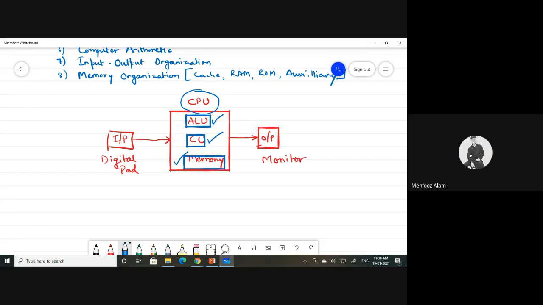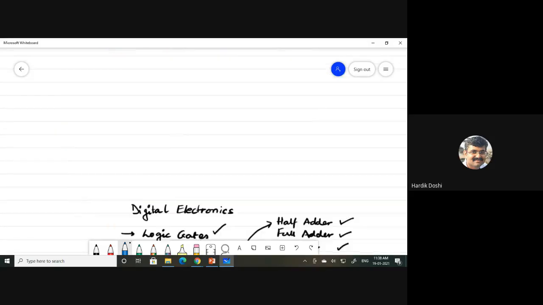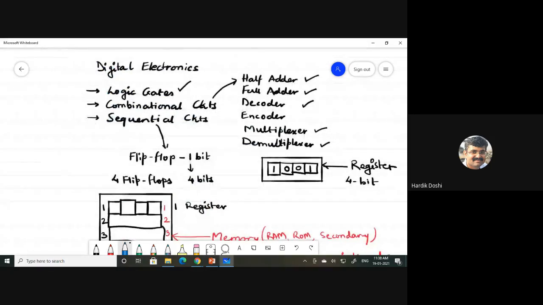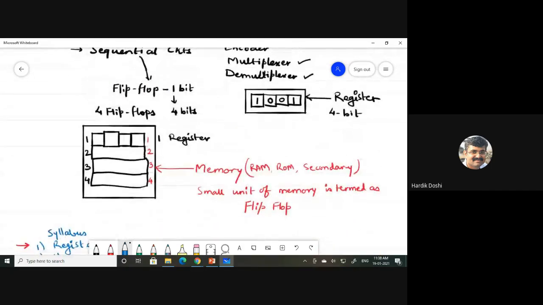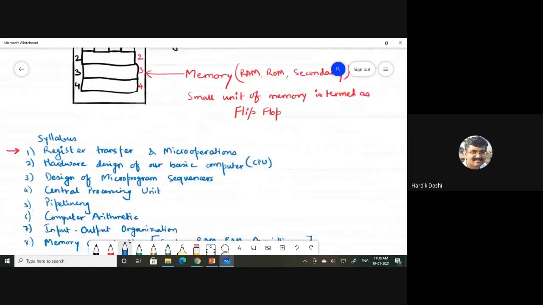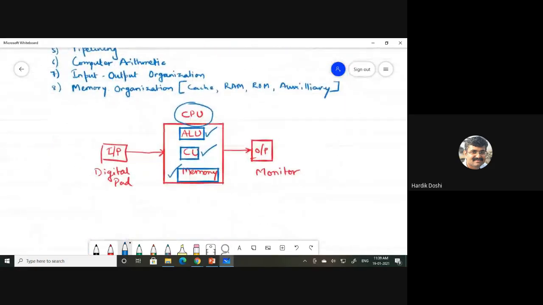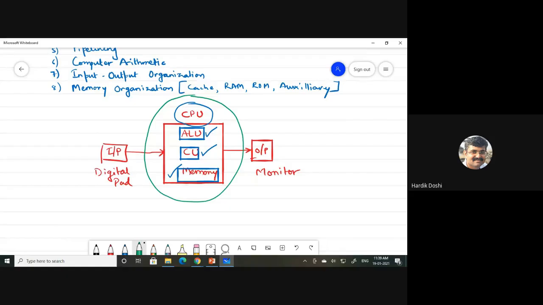I hope I am clear to you all. Is it fine? Yes, sir. Please don't hesitate in asking doubts. Let us recollect from the start. We started with digital electronics, then we went to sequential circuits, then we went to our syllabus, then we started with the block diagram of a computer, and this is what we want to learn in our syllabus. So in your CPU subject, you started with a block diagram of a computer, and now you are going into the detail of that block diagram.